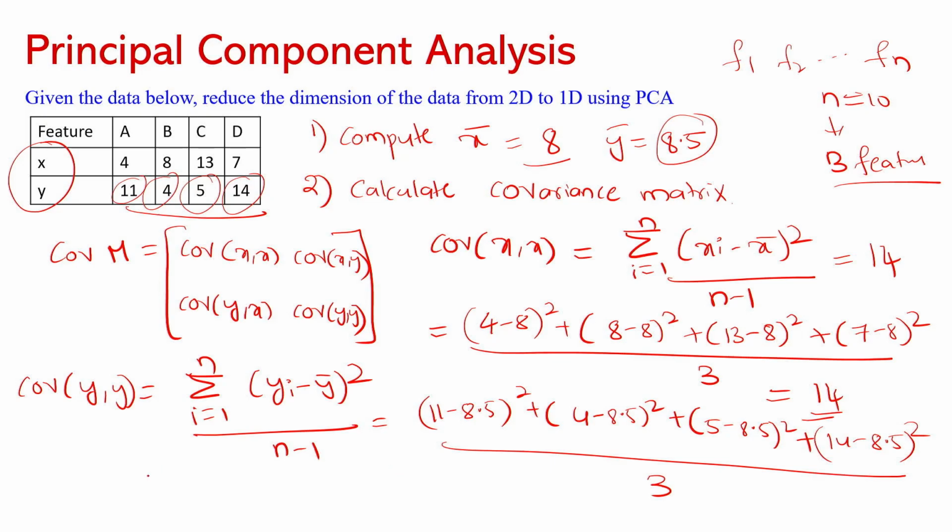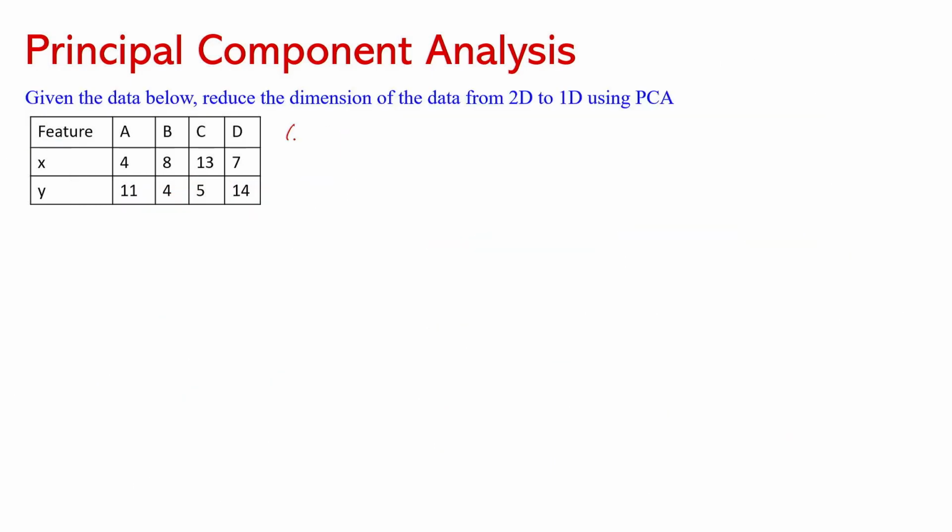So, if you solve this using a calculator, you get the value as 23. So, you got the covariance of XX as 14, and YY as 23. Now, next we have to find out the covariance of XY. See, the covariance of XY is equal to the covariance of YX, both are the same.